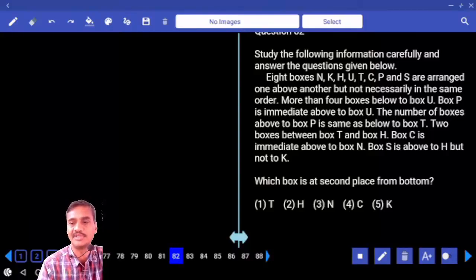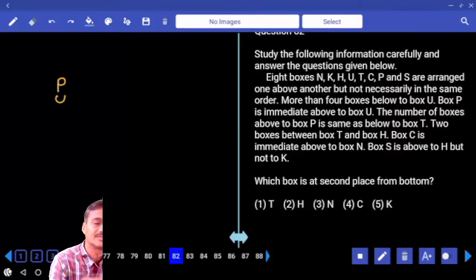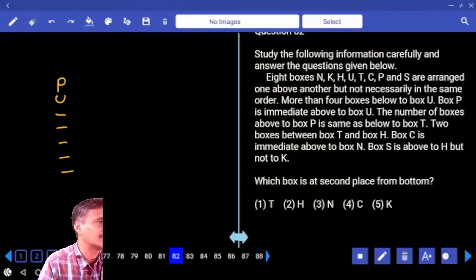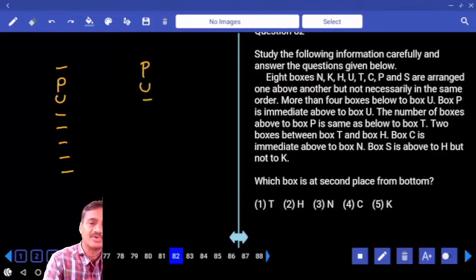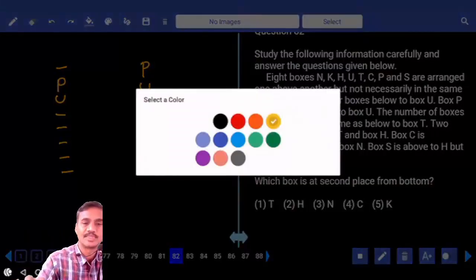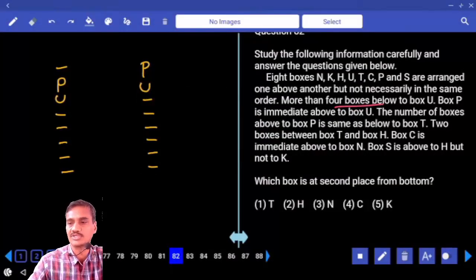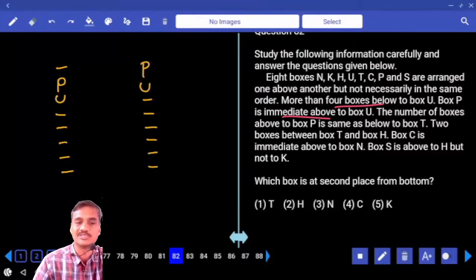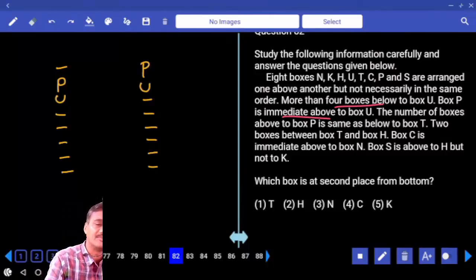And at the same time, P is immediately above U. As P is immediately above U, hence more than 5. 1, 2, 3, 4, 5. Let us take at least 5. Then 1, 2, 3, 4, 5, 6, 7 were done. Now we are left with one more. Is that okay, possible? Or if P is at the beginning, U is at the second, and 1, 2, 3, 4, 5, 6. So how many possibilities do we have? Exactly 2. And then more than 4 boxes below U, P is immediately above U, and the number of boxes above P is the same as below T. Above P there is 1, and below T there is 1.